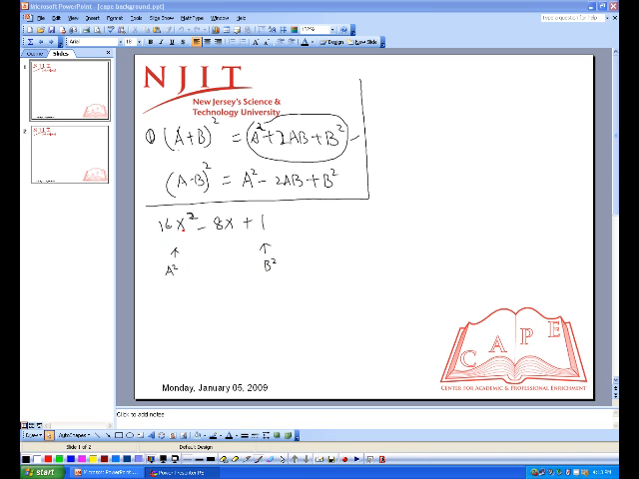If 16x squared is a squared, then a should equal the square root of that. So the square root of 16 is 4. The square root of x squared is simply x. So a should be 4x. Well, if b squared is equal to 1, then b should equal what? b should equal 1, right?